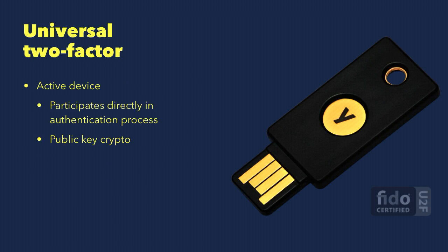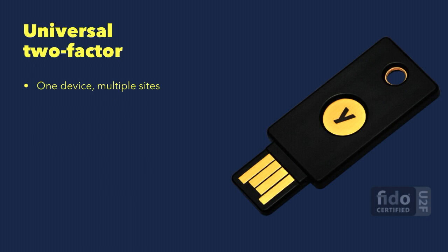So the main difference between U2F and other things like SMS and TOTP is that the device is actively involved in the authentication process. The browser communicates with it over USB. And because of that, it can do a lot more than just produce a code that a user has to type in. It can get some real crypto operations into the mix and produce a much better experience and much better security. And some really nice features as well.